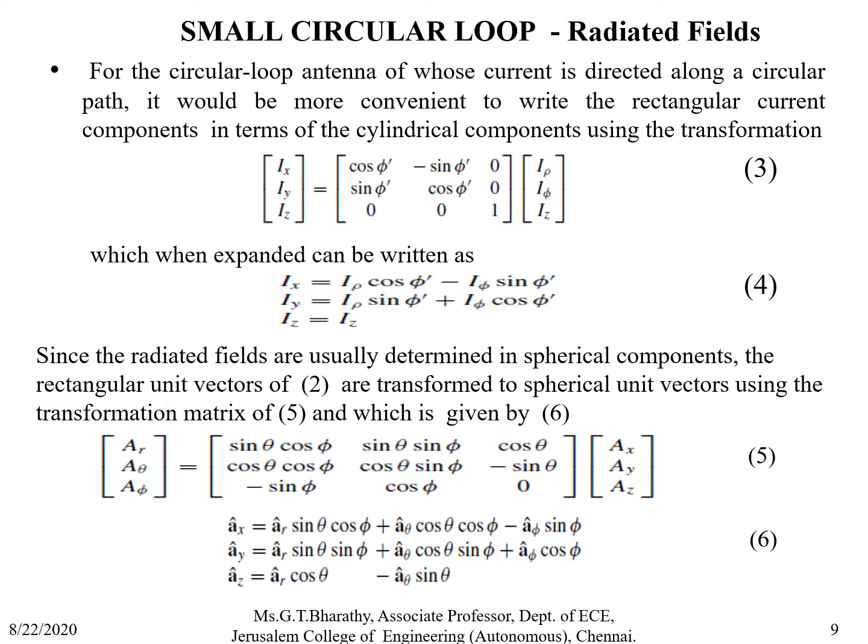For the circular loop antenna, whose current is directed along a circular path, it would be more convenient to write the rectangular current components in terms of the cylindrical components using the transformation represented by equation 3. The rectangular current components are represented by Ix, Iy, Iz, and the cylindrical components are represented by I rho, I phi and Iz. From the matrix you can see that Iz in both cases is the same. So Iz is equal to Iz, Ix is equal to I rho cos phi dash minus I phi sin phi dash, Iy is equal to I rho sin phi dash plus I phi cos phi dash.